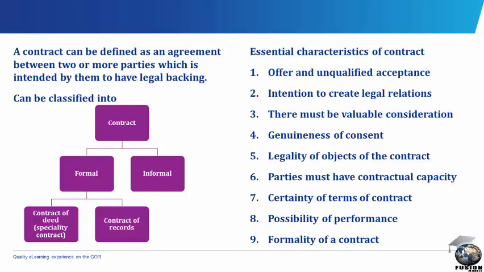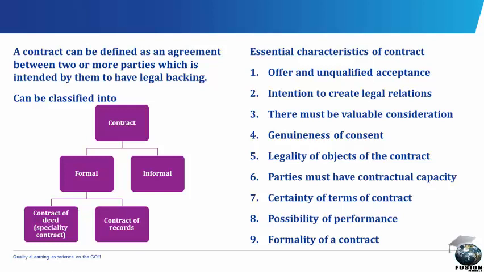Essential characteristics of contracts include: 1. Offer and unqualified acceptance, intention to create legal relations, there must be valuable consideration, genuineness of consent, legality of object of the contract, parties must have contractual capacity, certainty of terms of contract, possibility of performance, formality of a contract.